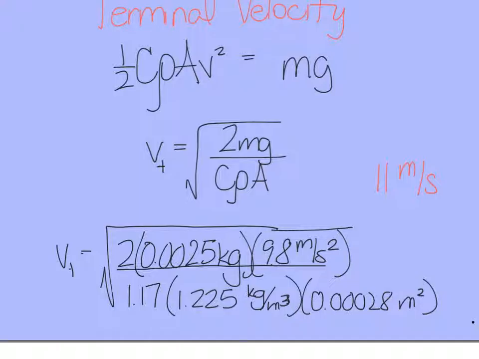Now, in reality, because the penny rotates, it does actually get to move a bit faster than 11 meters per second, or 25 miles per hour. But the moral of the story is, it's not going to move fast enough to actually kill anyone. In class, we'll do some more examples with drag force, and we'll see how we can use it along with a net force equation to calculate an object's speed at any given point in time.